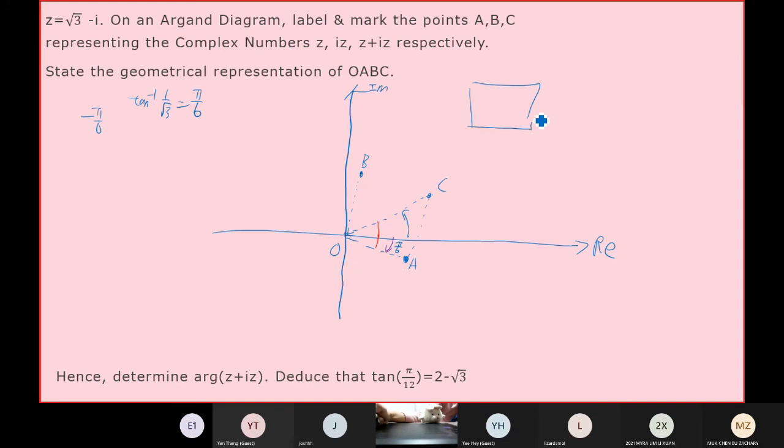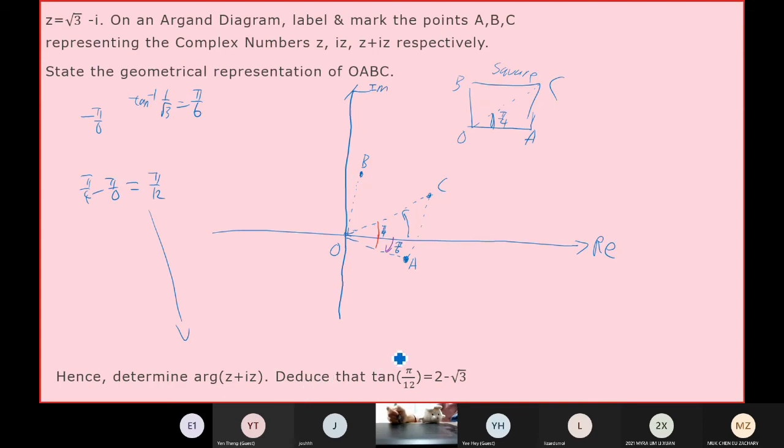If you don't know, we have O, B, C, and A. These lines are joined. We now have O to C, and this is a square. The angle here is pi over 4, half of 90 degrees. So we have pi over 4 minus pi over 6, which gives us the argument. So pi over 4 minus pi over 6, times 3 over 3 and 2 over 2, we get pi over 12. And that will be the argument of z plus iz.